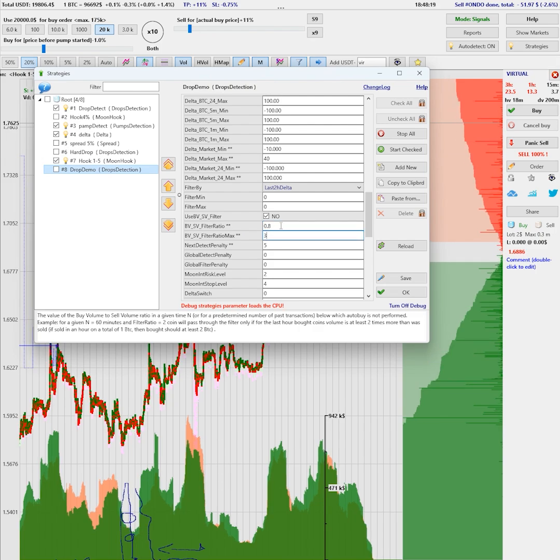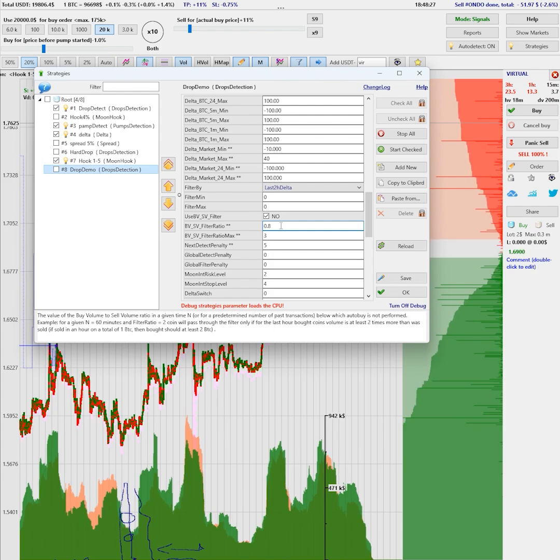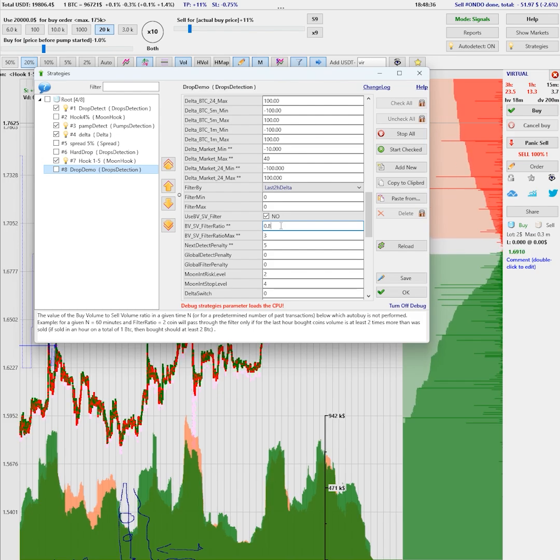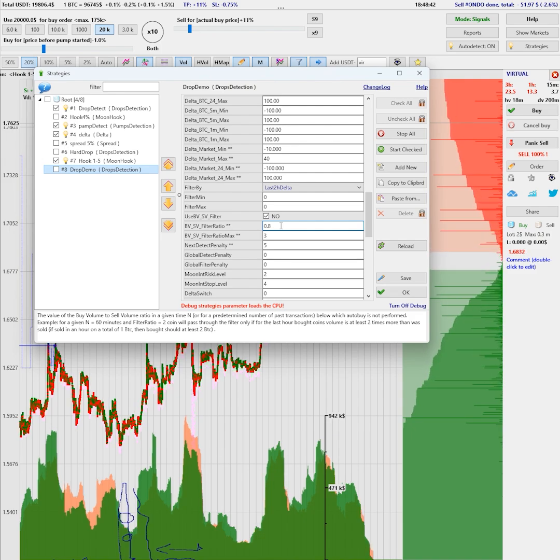What this one means is that after there is a sharp drop in the coin, let's say it dropped 4%, obviously the reason why it dropped is because more people sold than bought. But the idea here is that as soon as this ratio reaches a certain threshold, it will pass the filter.